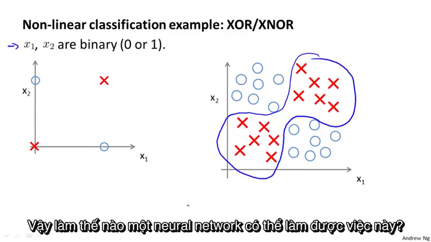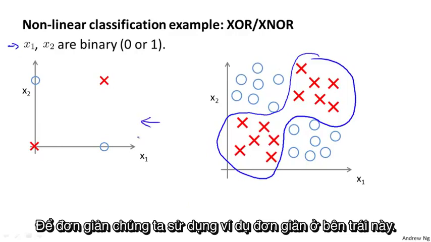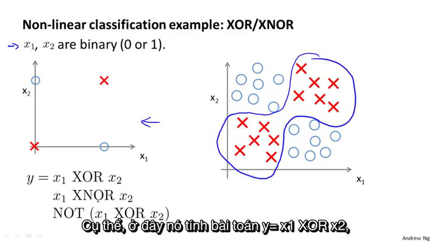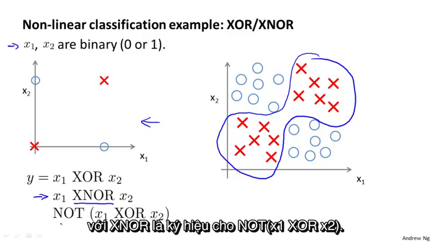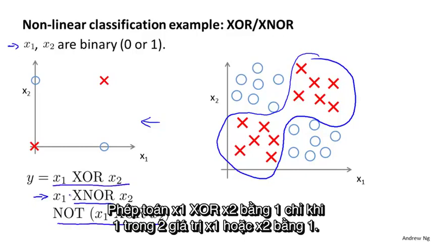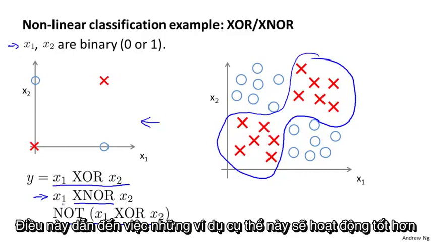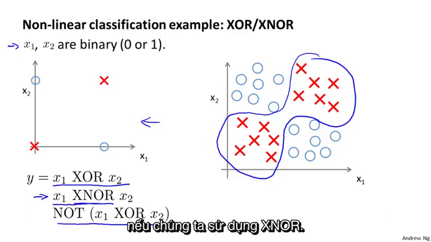And rather than use the example on the right, I want to use this maybe easier to examine example on the left. Concretely, what this is really computing is the target label y equals x1 XOR x2, or actually the x1 XNOR x2 function, where XNOR is the alternative notation for NOT (x1 XOR x2). So x1 XOR x2 is true only if exactly one of x1 or x2 is equal to 1. It turns out that the specific example I'm going to use works out a little bit better if we use the XNOR example instead. These two are the same, of course.